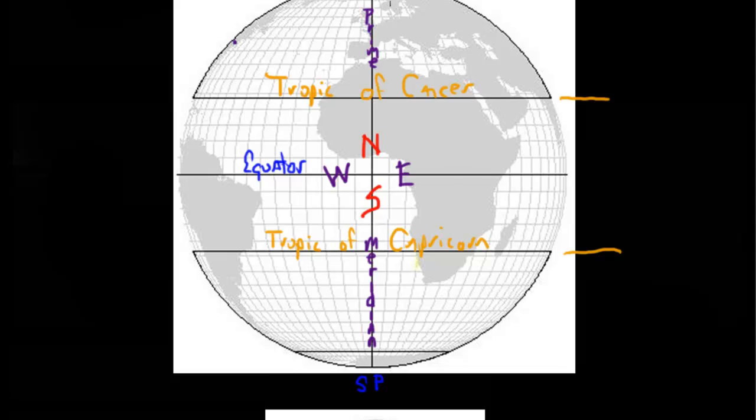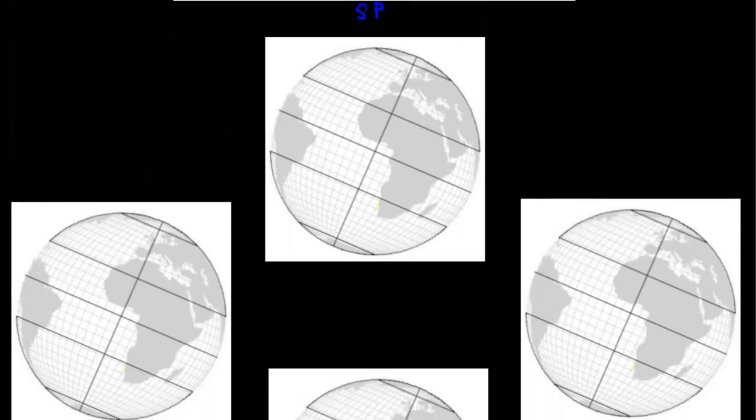Then we have this line up here. This line is called the Arctic Circle. And this one down here is the Antarctic Circle. They actually represent the southernmost extent of the north and the northernmost extent of the south where there are no sun rays. So let me show you how these work in terms of these planets right here.